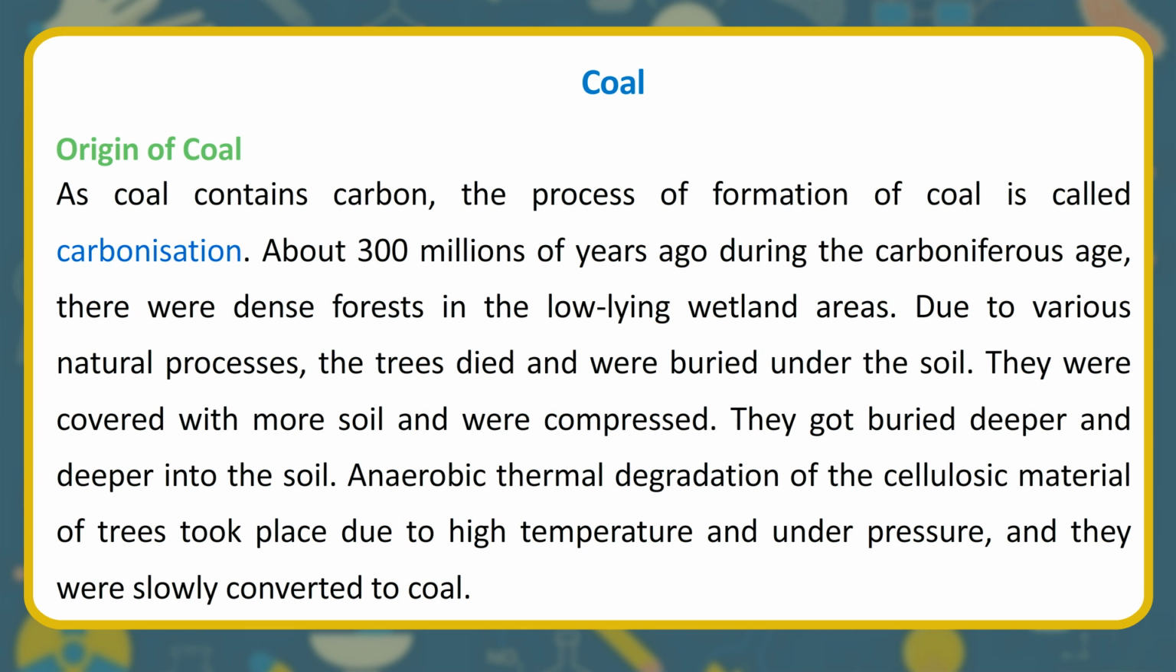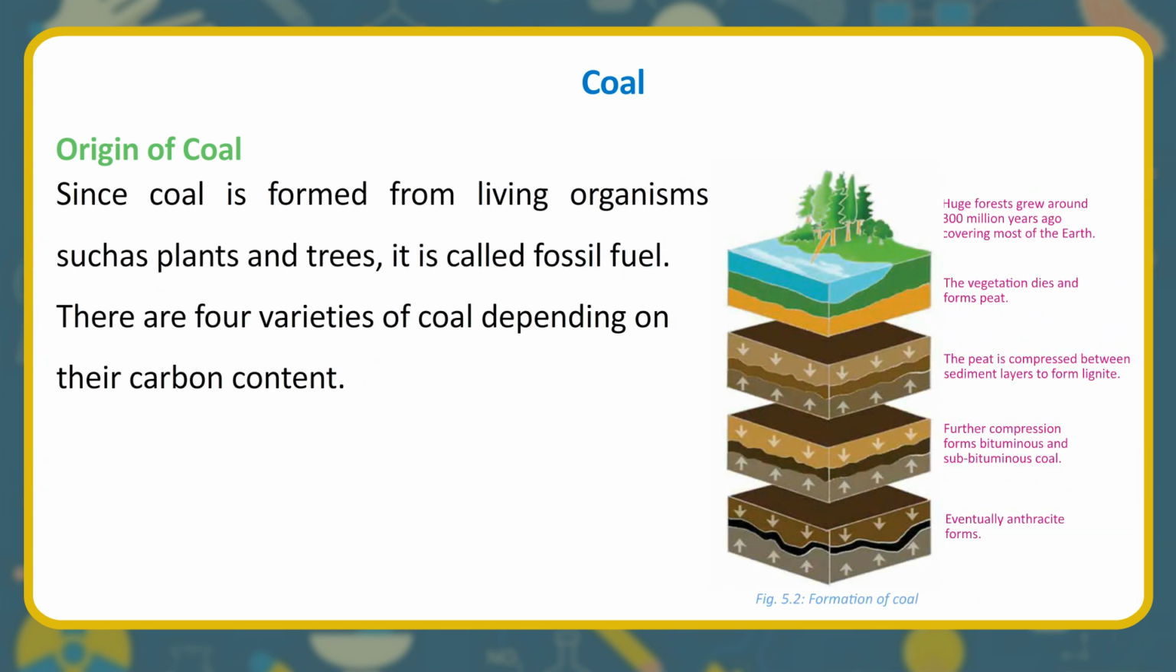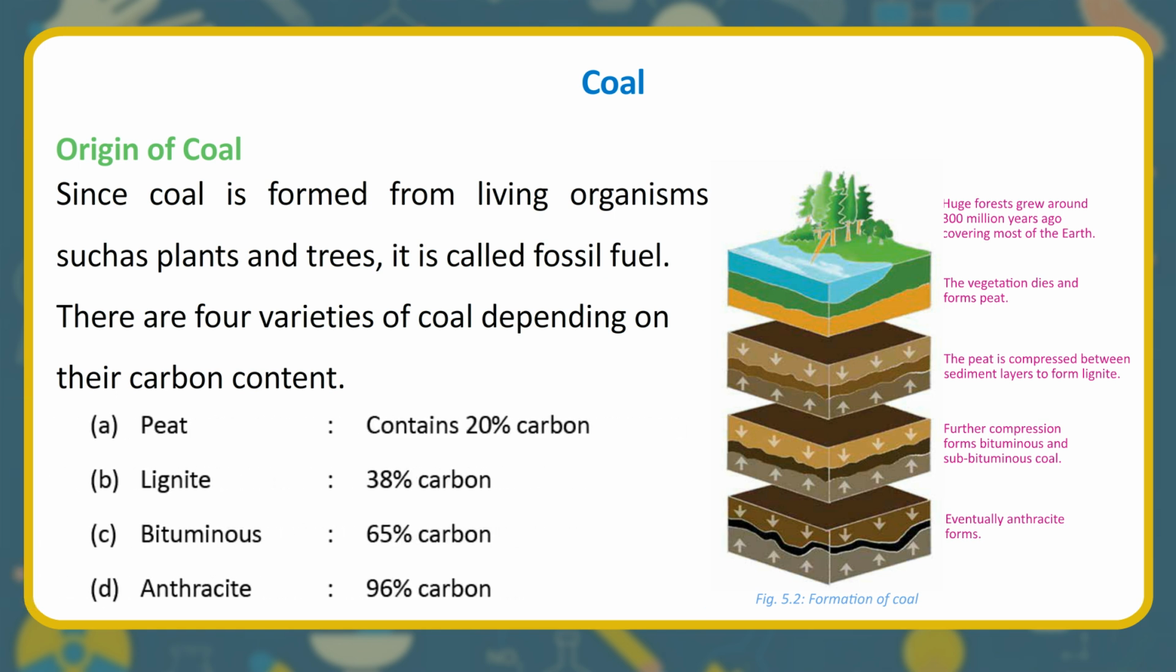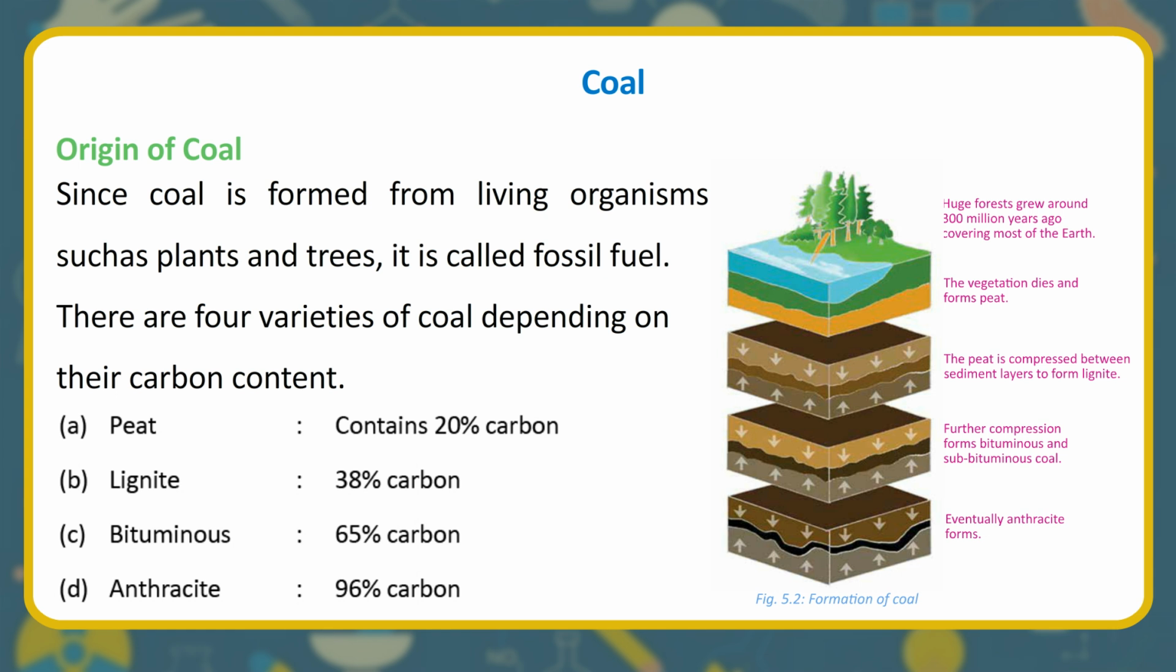Anaerobic thermal degradation of the cellulosic material of trees took place due to high temperature and under pressure, and they were slowly converted to coal. Since coal is formed from living organisms such as plants and trees, it is called fossil fuel. There are 4 varieties of coal depending on their carbon content. Peat contains 20% carbon. Lignite 38% carbon. Bituminous 65% carbon. Anthracite 96% carbon.